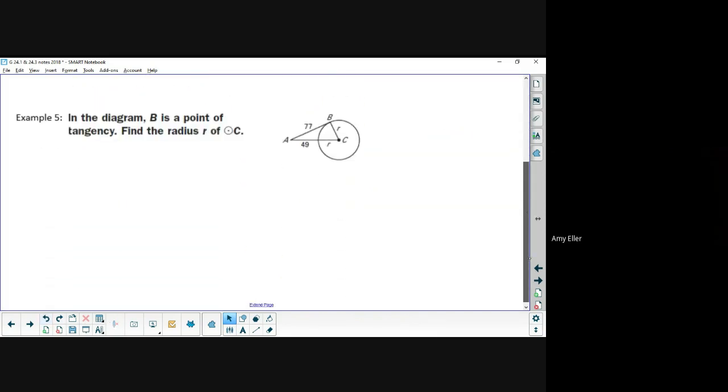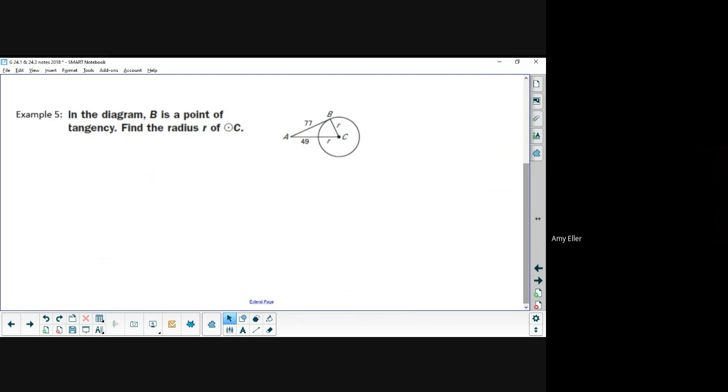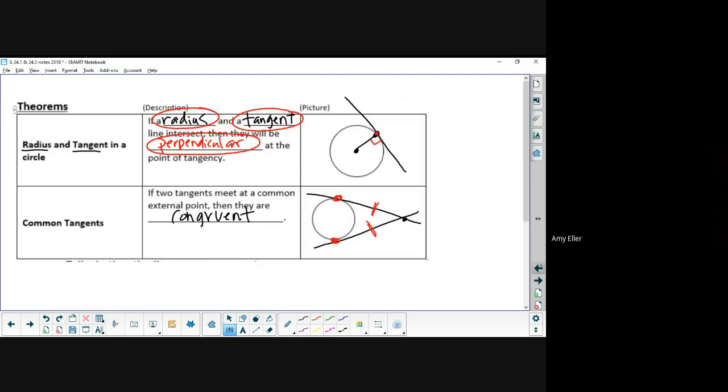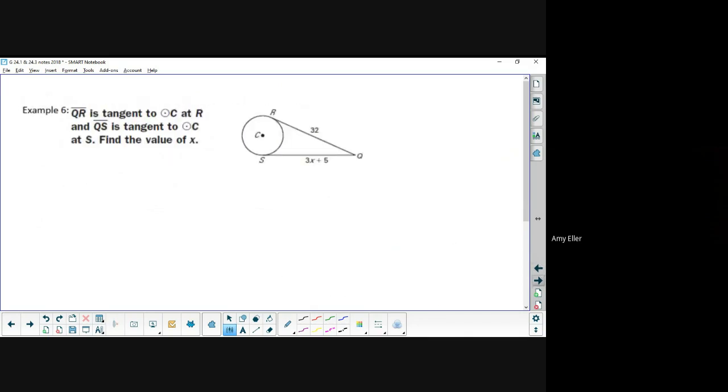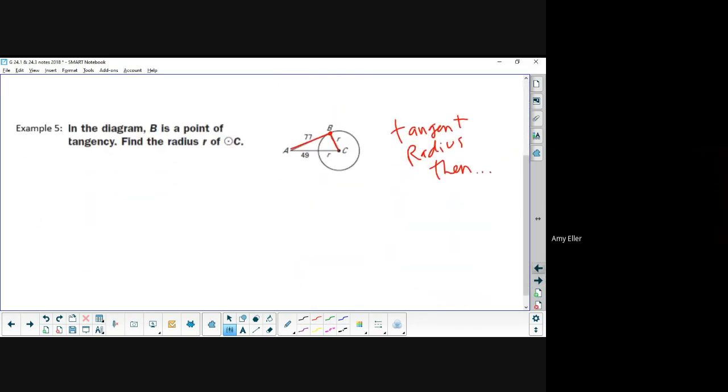Number 5. In the diagram, B is the point of tangency. Find the radius. They are telling you this is tangent, because that's the point at which it's tangent, and they're telling you this is the radius. If I have a radius and a tangent, they are going to be perpendicular. That's what that theorem says. So go ahead, at the place where they meet, draw a perpendicular symbol.